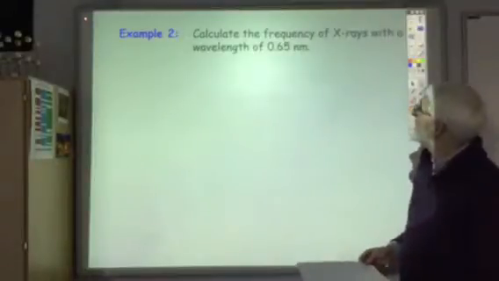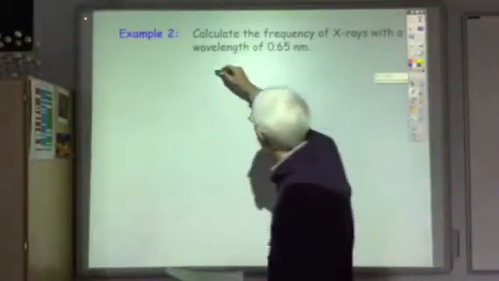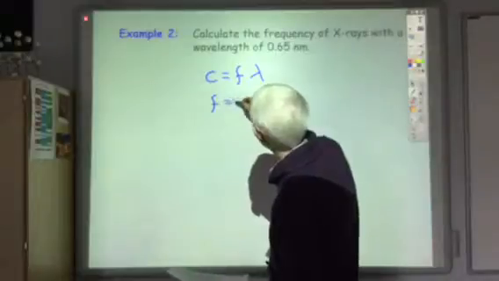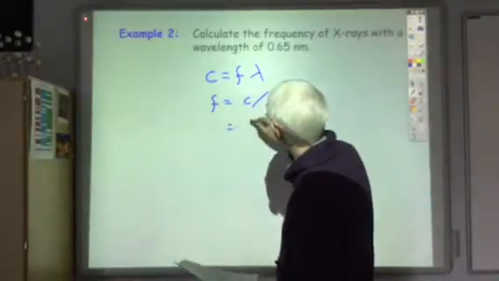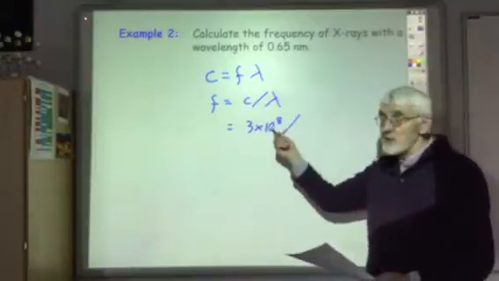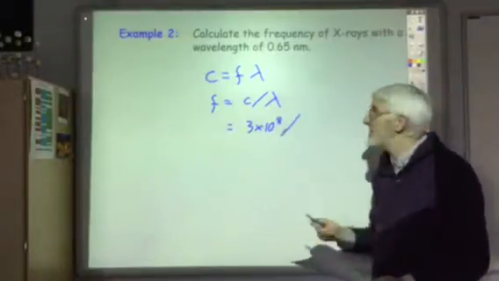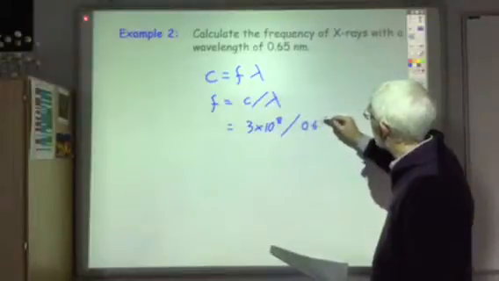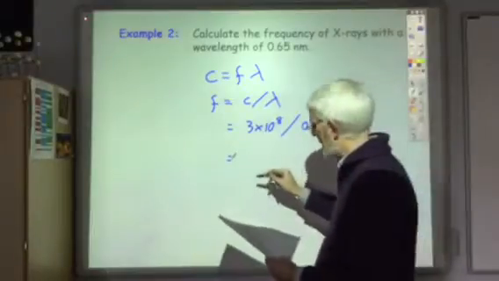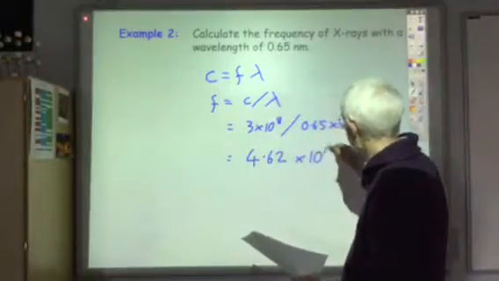Another example, calculate the frequency of X-rays with a wavelength of 0.65 nanometers. So again, we start off with our C equals F lambda. It's F we want to calculate, so F equals C divided by lambda, which equals 3 times 10 to the 8. And again, because the speed of light is in meters per second, you've got to have your wavelength in meters. So it's 0.65 times 10 to the minus 9. Okay. And that comes out at 4.62 times 10 to the 17 hertz.